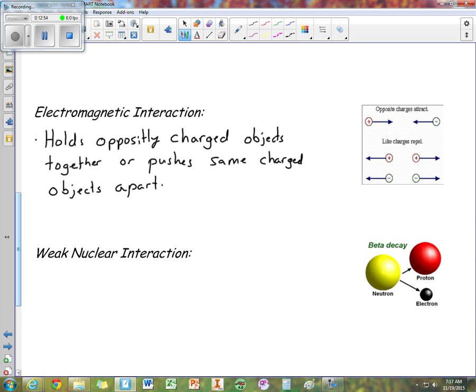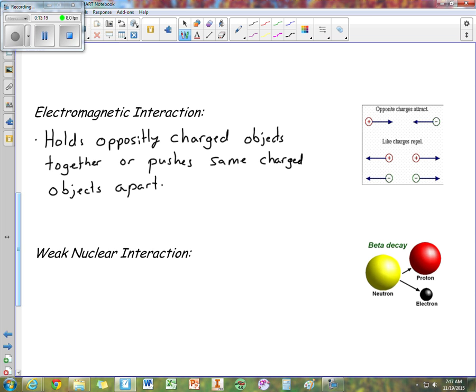So the electromagnetic interaction will hold oppositely charged objects together, or if the objects have the same charge, push them apart. And what's kind of cool is that this also works for magnets. It holds oppositely magnetized objects, so north versus south, together, or pushes the same magnetic poles, north-north, south-south, apart.